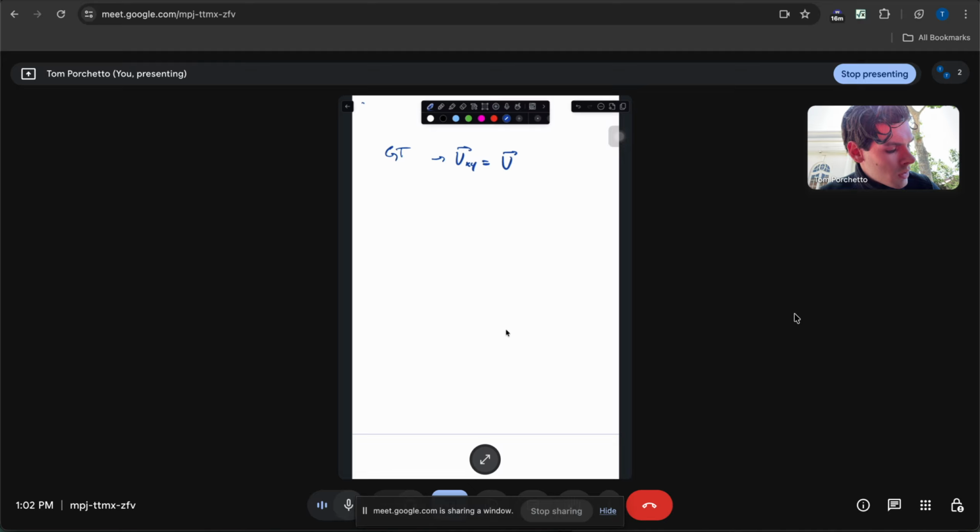Recall that in Galilean transformations, if we want to find the velocity vector of x, y, we perform the vector addition of the velocity vector of x, c plus the velocity vector of c, y. Now, this concept applies to calculating velocities of mechanical waves.